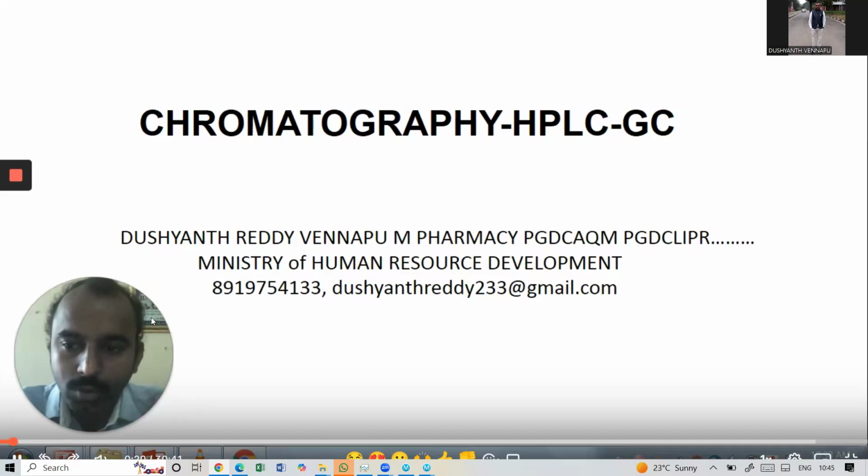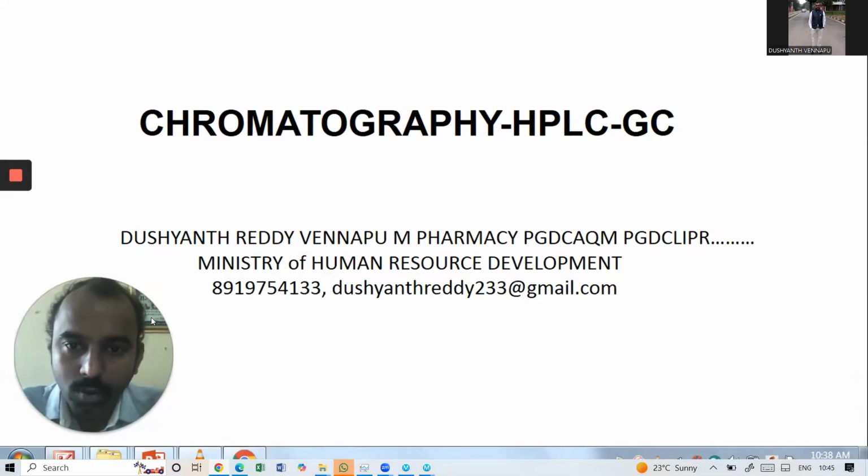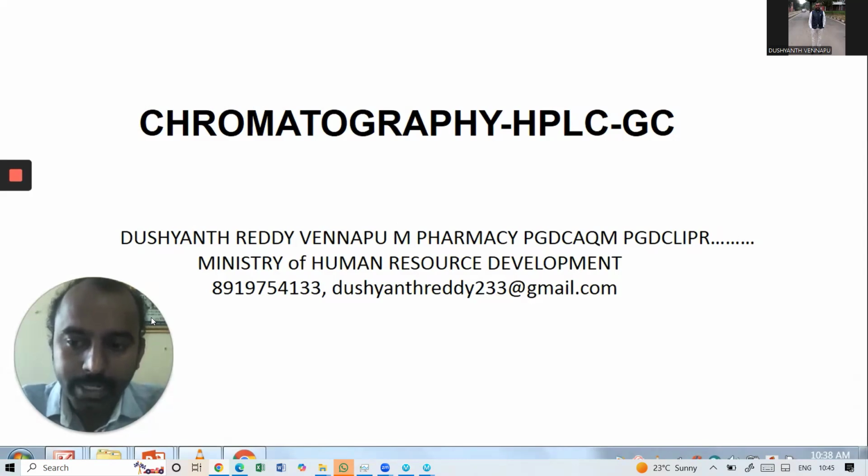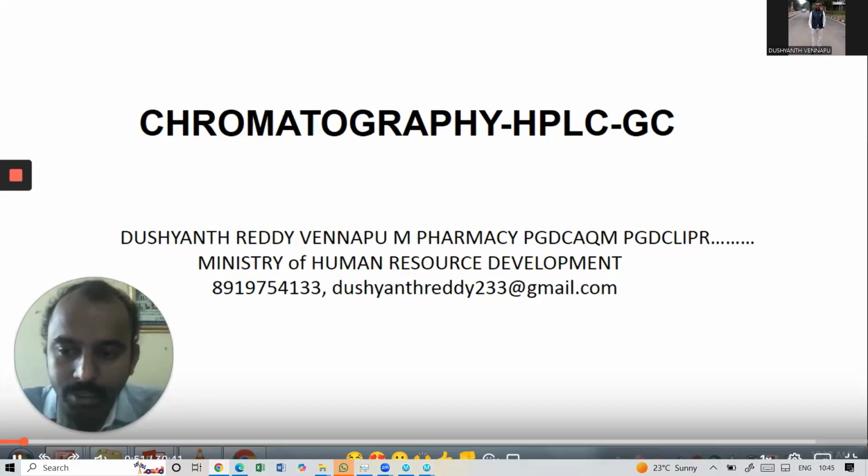Chroma means color, toma means layer, graphy means representation. This is the complete representation of separated components based upon its color. So now there would be a fundamental question: whether every component has color. No. Then why do you call it chromatography? Let us see the introduction and wide application of chromatography.